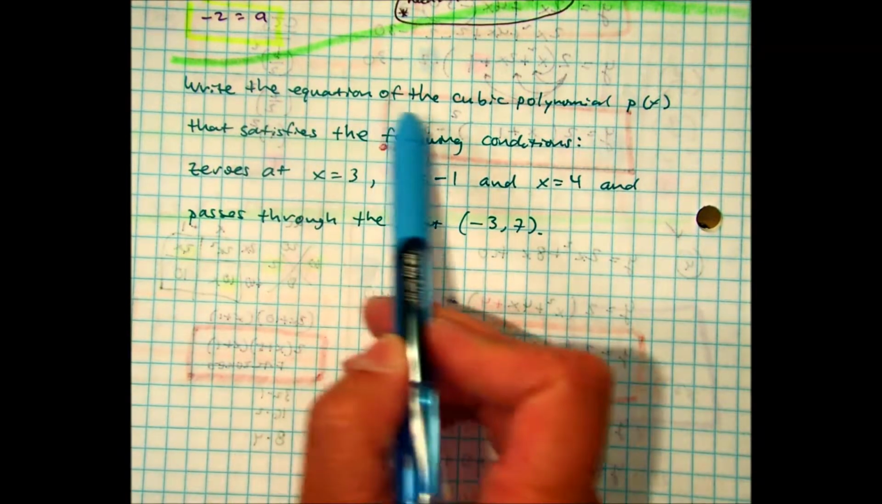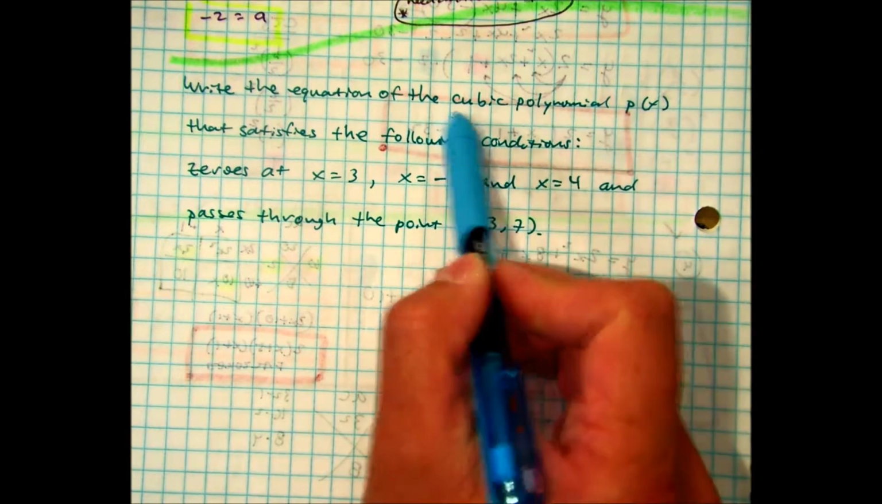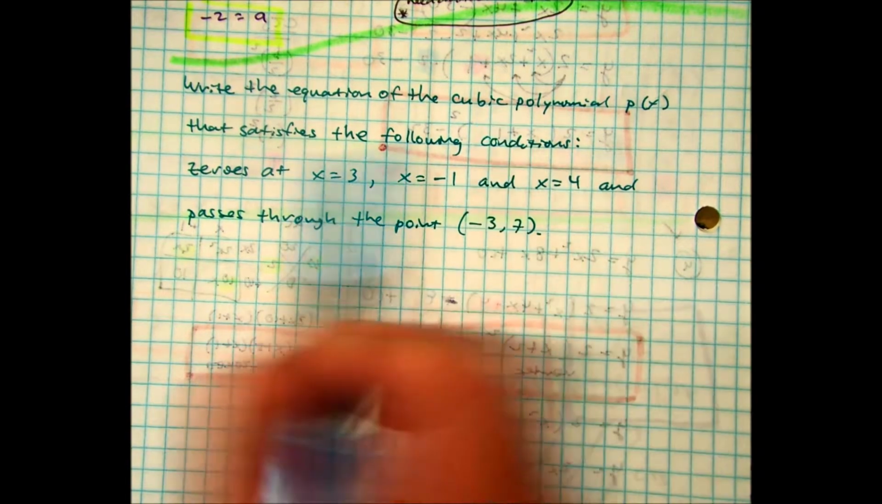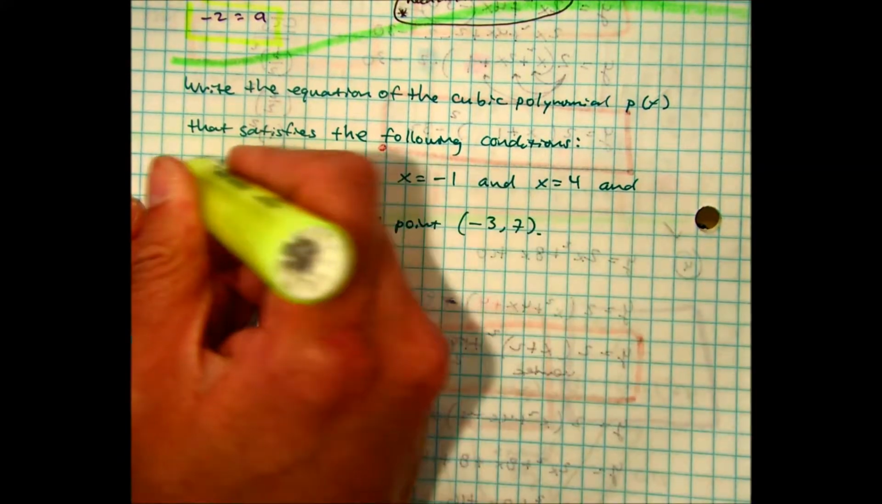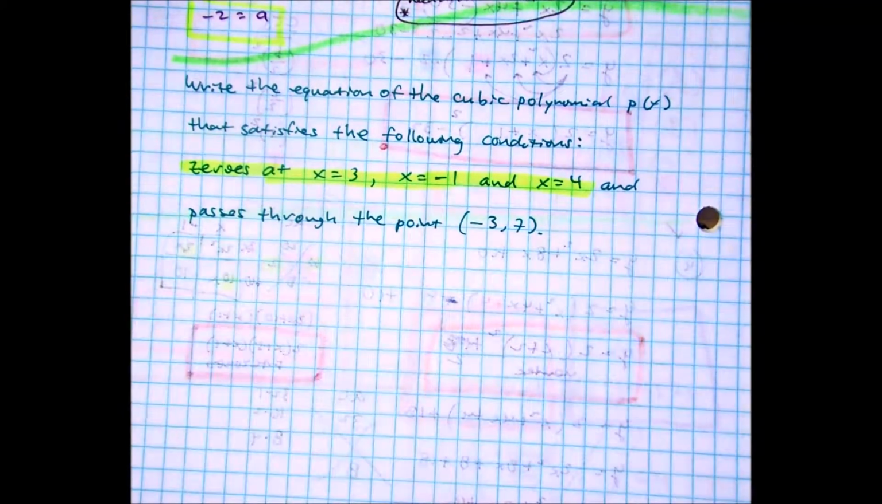Write the equation of the cubic polynomial p of x. So it gives us a name. It tells me it's cubic, so I know the end result is going to be a power of what? 3. That satisfies the following conditions. So here's my hints. Zeros at x equals 3, -1, and 4.